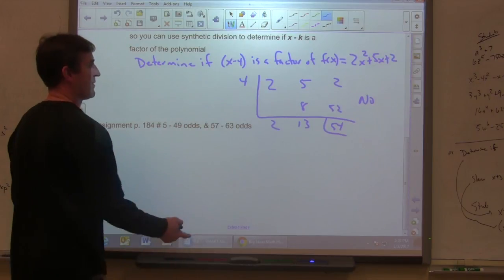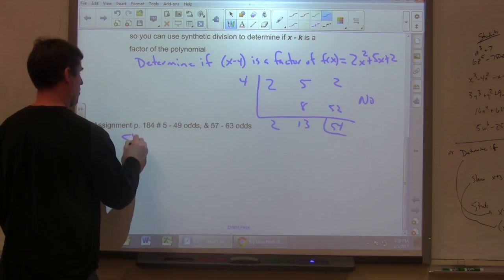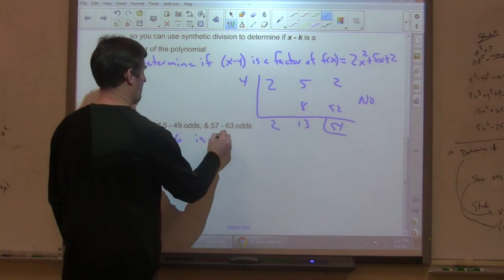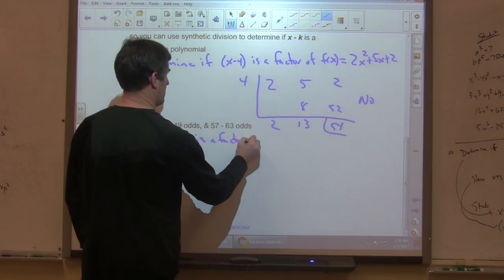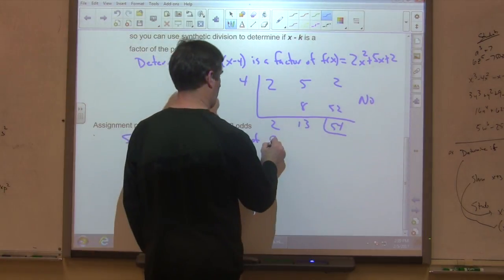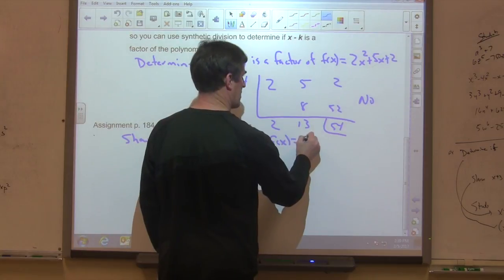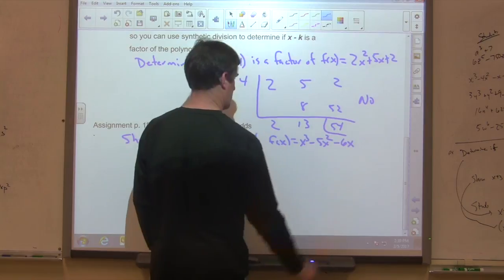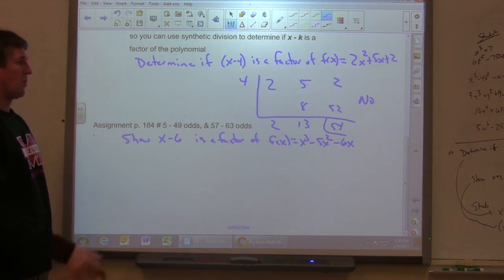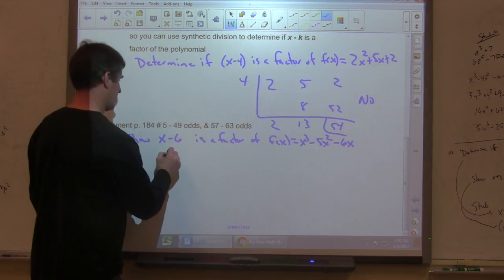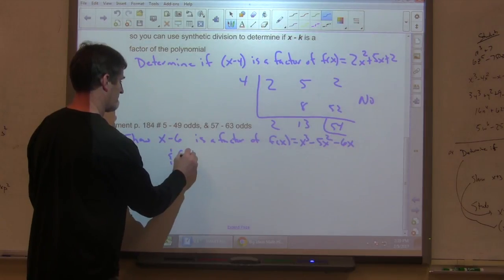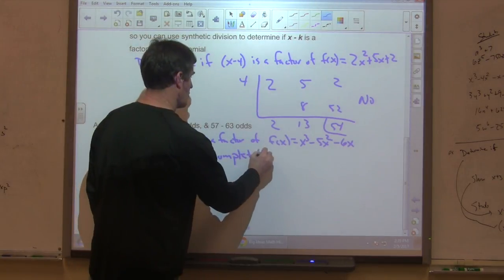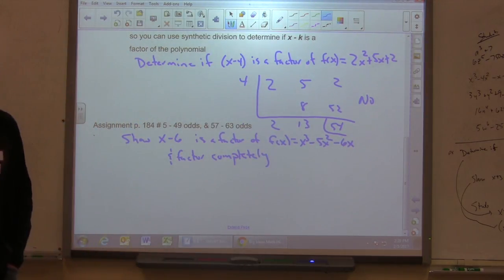And then lastly, show that x minus 6 is a factor of f of x equals x cubed minus 5x squared minus 6x. And then factor completely. So again, pause the video, try this one, come back and check.